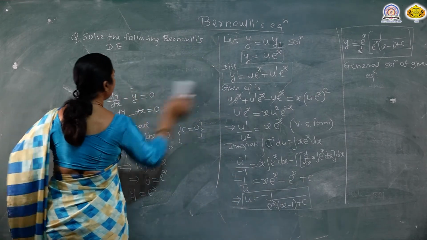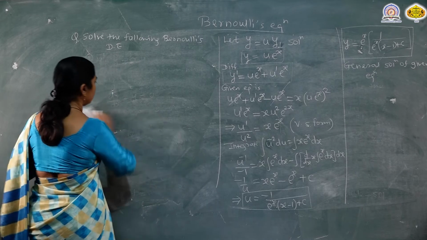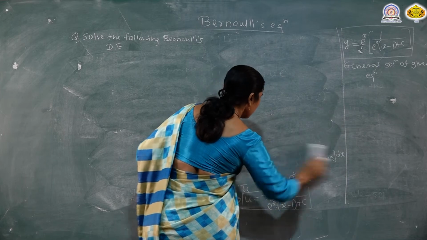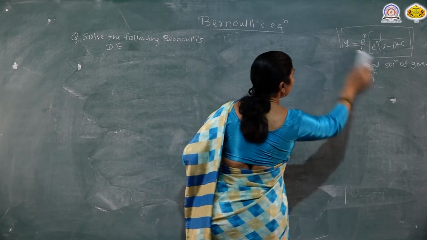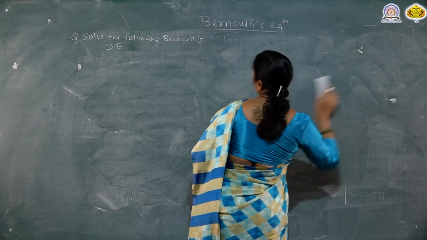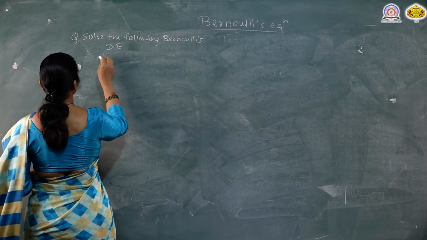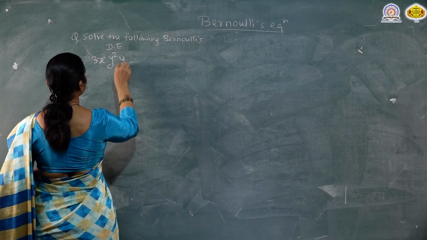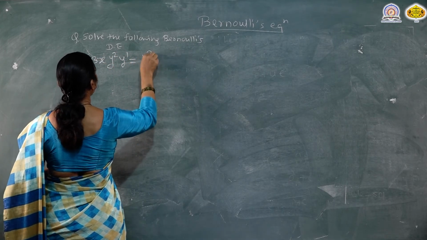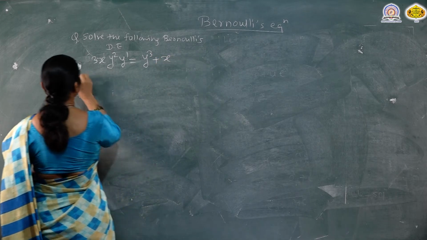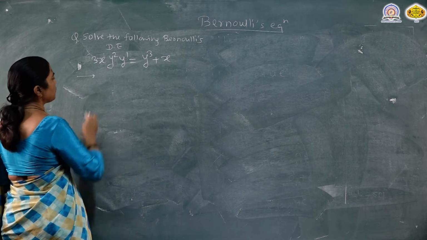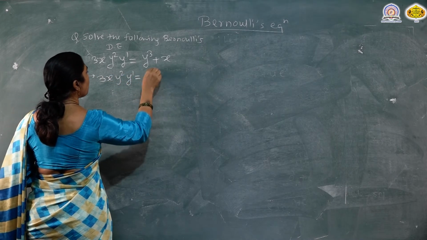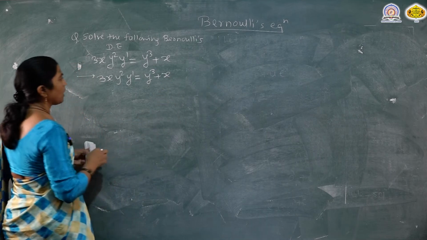Consider the next example. Solve the following differential equation. The equation is x y square y dash is equal to y cube plus x. So the given equation is 3x y square y dash is equal to y cube plus x.